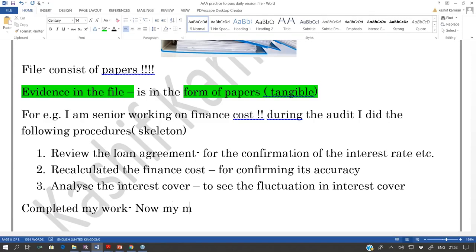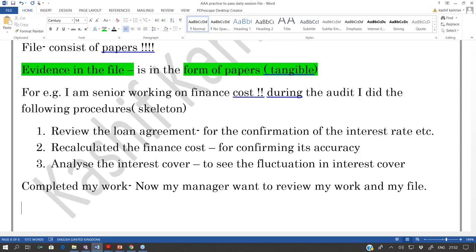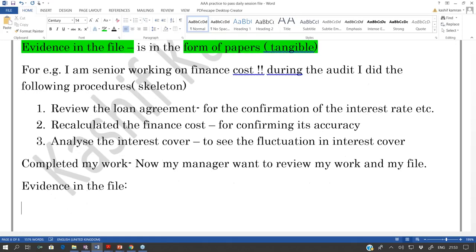Now, my manager wants to review my work and my file. My manager wants to review my file because I did the three works, and the manager wants to confirm whether I have done the right work or not. Now, when my manager looks at the file, he's looking at the evidence in the file. Now, imagine the evidence which the manager will be looking for.